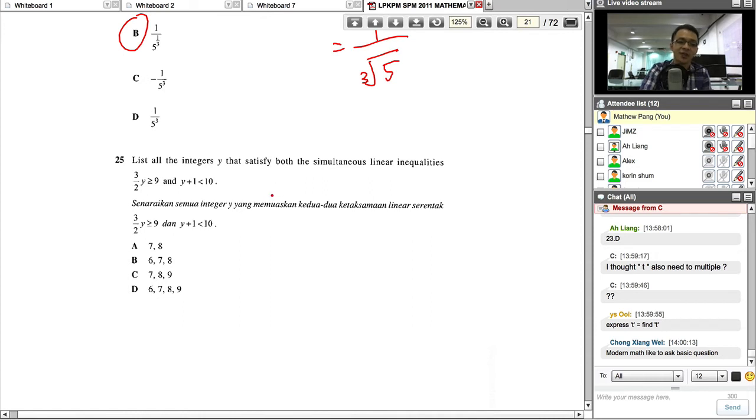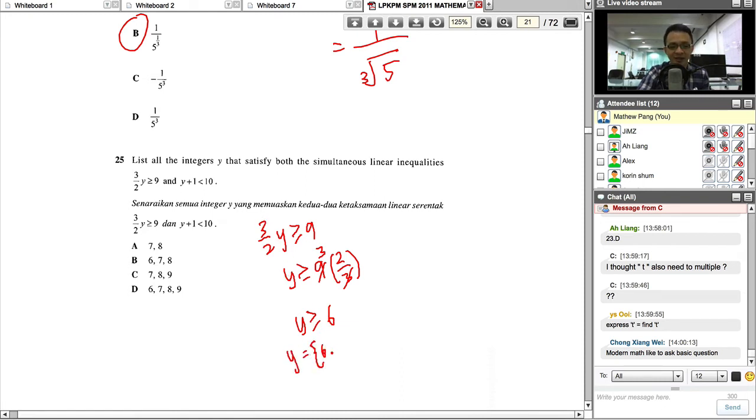Okay, move on. 25. Integer. You have to solve this inequality, so you're going to solve it one by one. 3 over 2 y bigger or equal to 9. You just solve this one, assume this one is equal. It's very simple. So I move to this side, it becomes 2 over 3. I'm going to simplify, it's 3. So y will be bigger or equal to 6. What numbers do I have? I actually have 6, 7, 8, 9 until infinity.